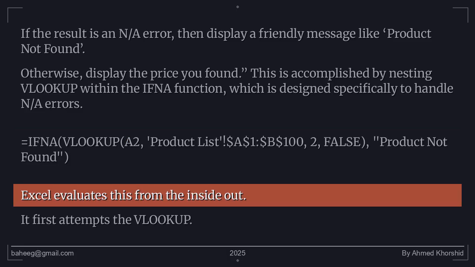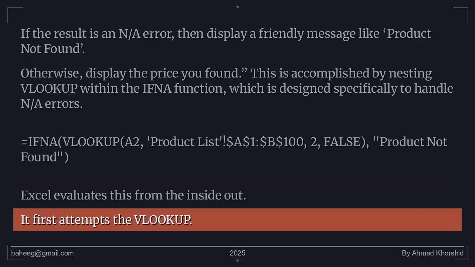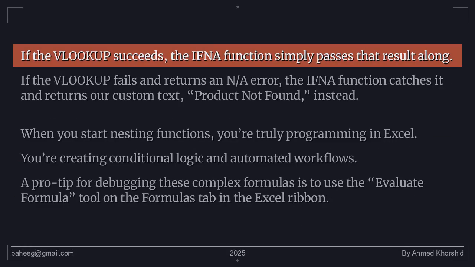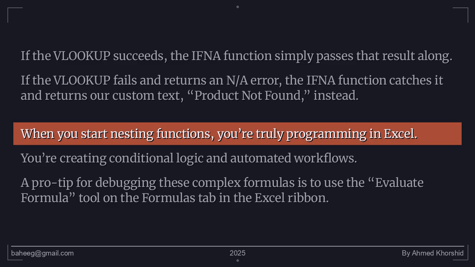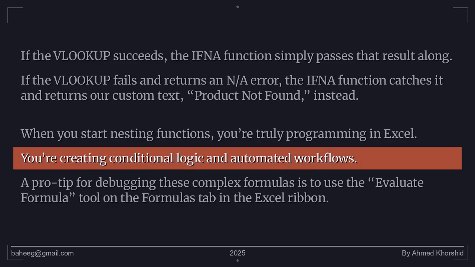Excel evaluates this from the inside out. It first attempts the VLOOKUP. If the VLOOKUP succeeds, the IFNA function simply passes that result along. If the VLOOKUP fails and returns a #N/A error, the IFNA function catches it and returns our custom text, "Product not found," instead. When you start nesting functions, you're truly programming in Excel. You're creating conditional logic and automated workflows.